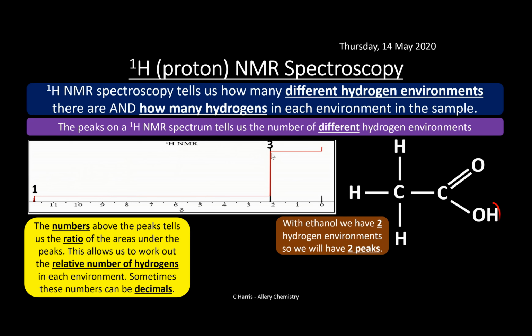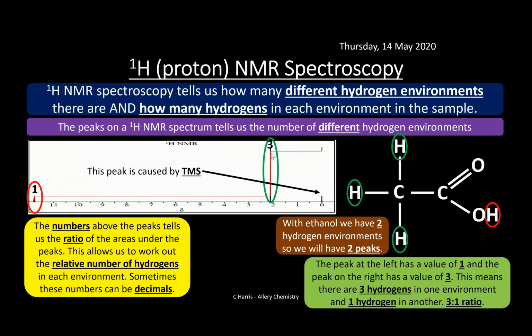So you can see in ethanoic acid we have 2 hydrogen environments. We've got 1 at the end there, which is in red, and the green ones have been circled. So we have 2 different hydrogen environments, so the number of peaks tells us the number of hydrogen environments. Obviously this peak is caused by TMS. That's the standard one at the end. Now the peak on the left has a value of 1, and the peak on the right has a value of 3. So there are 3 hydrogens in one environment and 1 hydrogen in the other environment. So there's a 3 to 1 ratio.